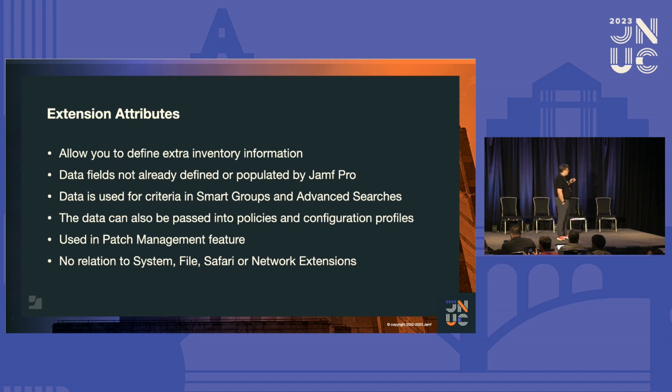So an extension attribute allows you to define extra inventory information that's not already in Jamf Pro. It's the data you're looking for and the data you're going to source or provide that would not otherwise be in Jamf Pro. This data can be used in smart groups and advanced searches. This data can be passed into policies and configuration profiles. This is used in the patch management feature. There's a lot of great examples inside that if you're using it. And this has no relation to system, file, Safari, or network extensions.